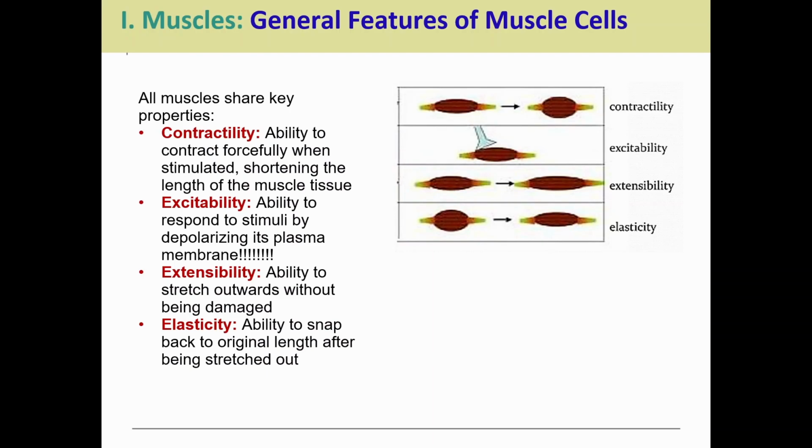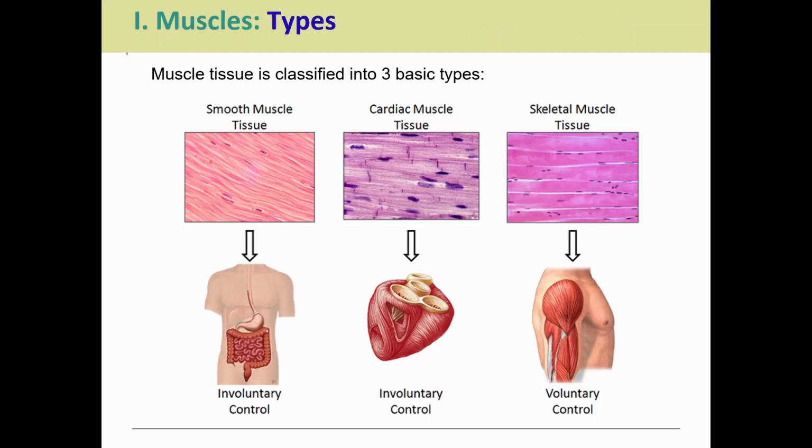So if we think of it all together, muscles are excitable cells that, in response to a stimulus, will either contract or extend, and regardless of contraction or extension, they can snap back to their normal length when not being stimulated because they're elastic. And we can categorize muscle into three different types: smooth muscle, cardiac muscle, and skeletal muscle.